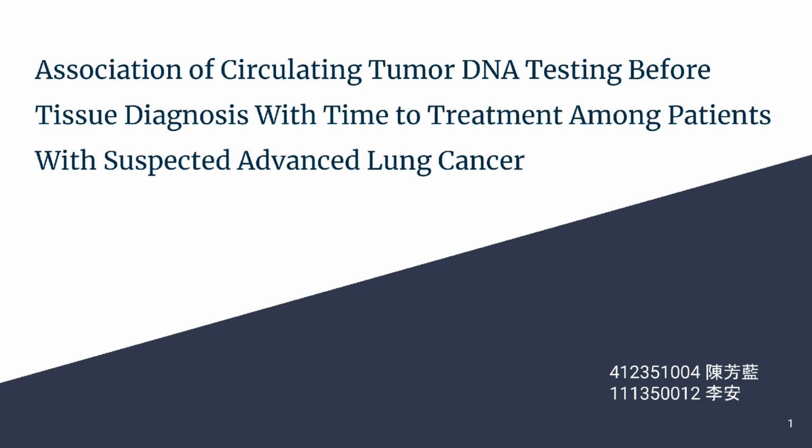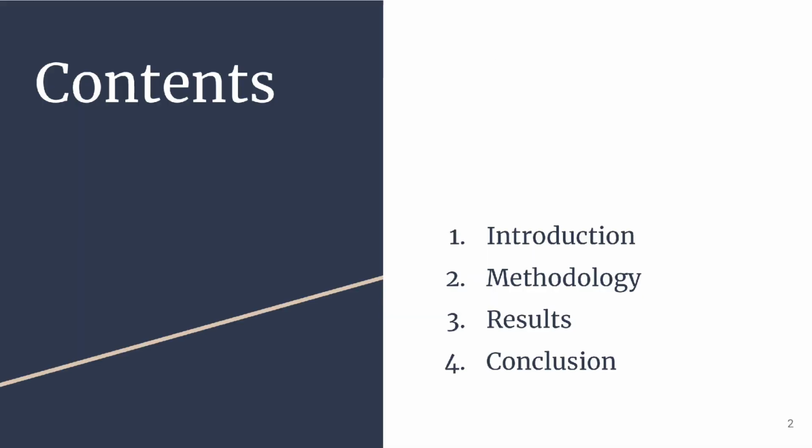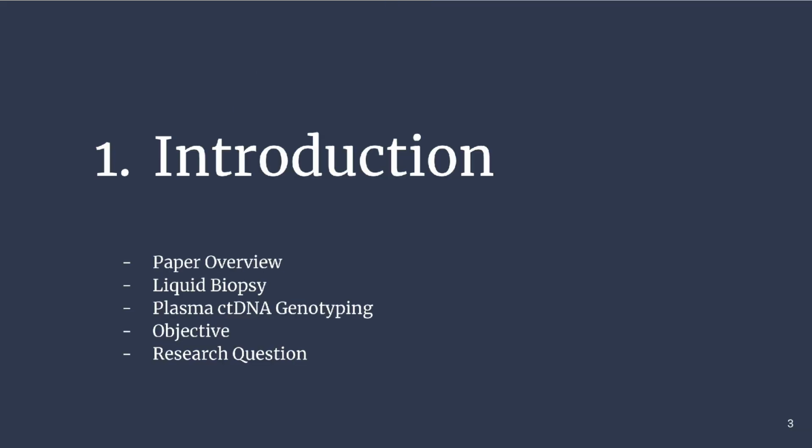We are going to introduce association of circulating tumor DNA testing before tissue diagnosis with time to treatment among patients with suspected advanced lung cancer. Our report includes introduction, methodology, results, and conclusion. In the first part, I will introduce the information of the chosen paper and explain what is liquid biopsy and plasma ctDNA genotyping, and also talk about the objective and question of the research.